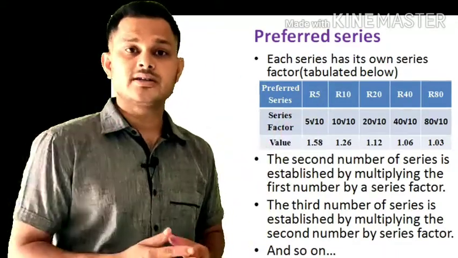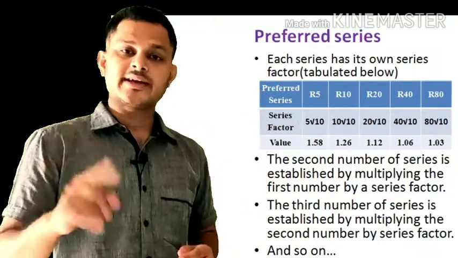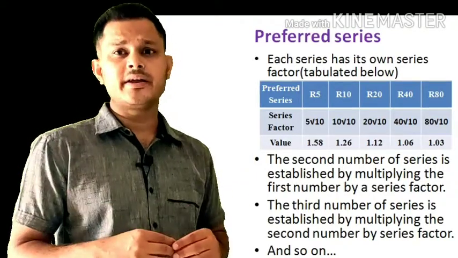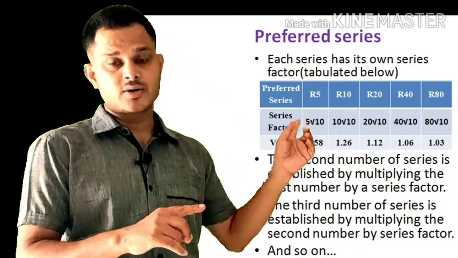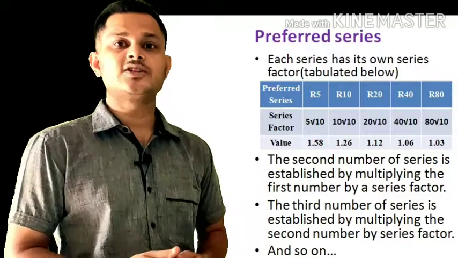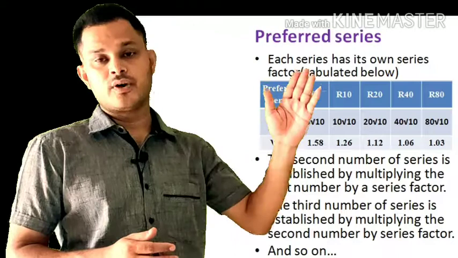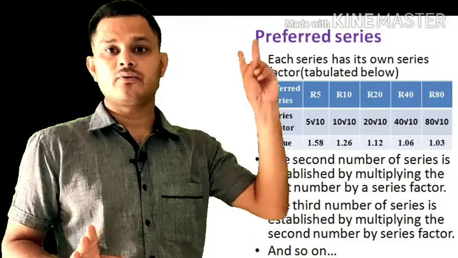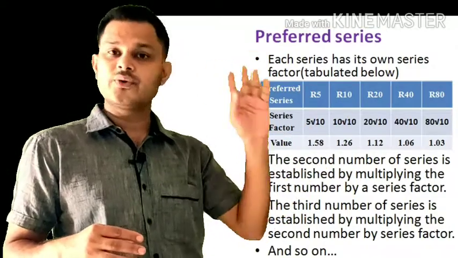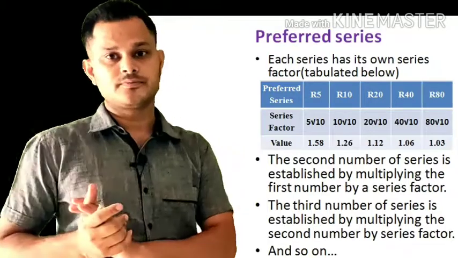Now how do we get the next number? Since it should be in geometric progression, the second number of the series is obtained by multiplying the first number, 1.58, by the series factor. What is the series factor? The 5th root of 10, that is 1.58. So if we multiply 1 by 1.58, we get the second number. If we multiply again by 1.58, we get the third. If we again multiply this by 1.58, we get the fourth, then fifth and so on.